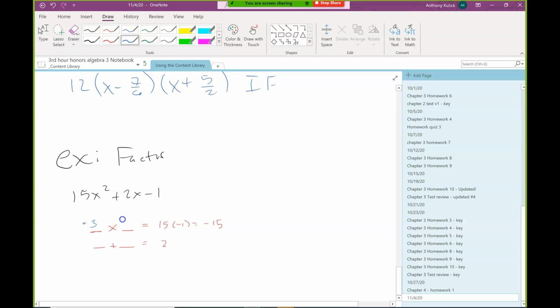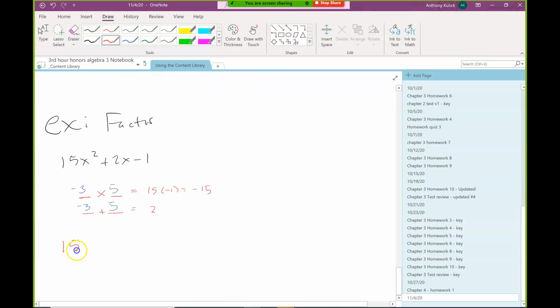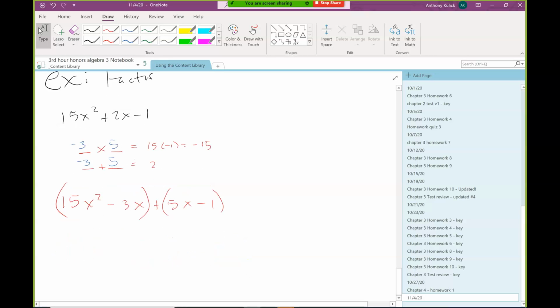So we can then rewrite that as 15x squared minus 3x plus 5x minus 1. And then we'll make our two groups. From the first group, what can I take out? Very good. So that gives me 5x minus 1. Remember, when we're factoring these things out, we're doing division. So 3x divided by 3x is 1. It's not 0. Everybody's okay with that?